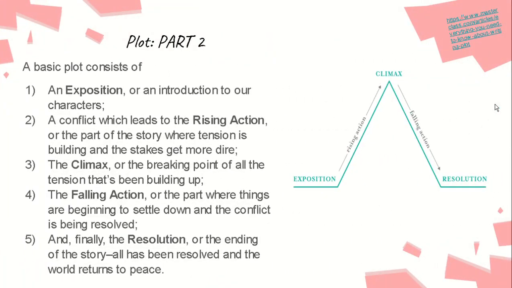Plot Part 2. A basic plot consists of an exposition, or an introduction to our characters, a conflict which leads to the rising action, or the part of the story where tension is building and the stakes get more dire. The climax, or the breaking point of all the tension that's been building up. The falling action, or the part where things are beginning to settle down and the conflict is being resolved. And finally, the resolution, or the ending of the story. All has been resolved and the world returns to peace, even if it's changed.